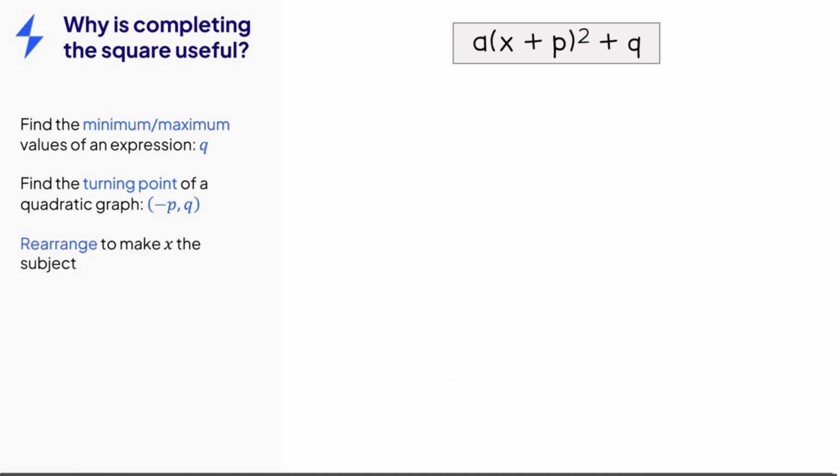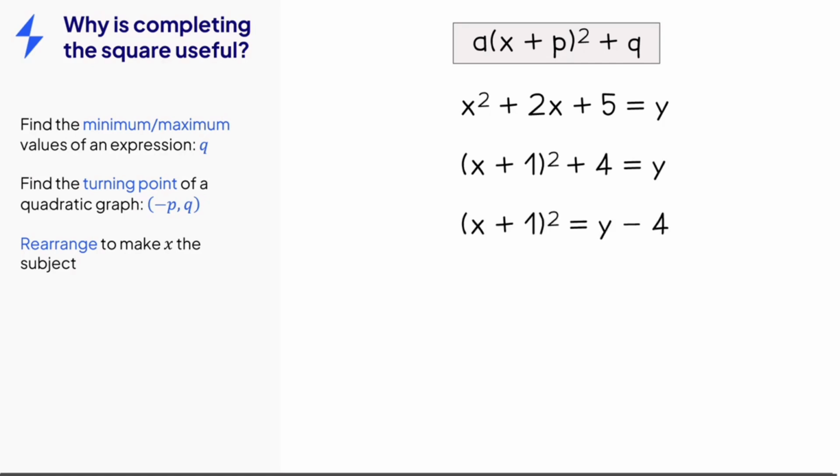We can also use completing the square to rearrange formulae. For this formula, there are two terms that have x in them. This makes it hard to rearrange. Whereas if we complete the square, there's only one term now that has an x in it, which makes it easier to rearrange. So rearrange it.